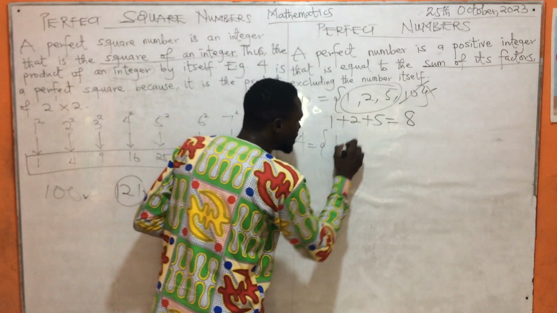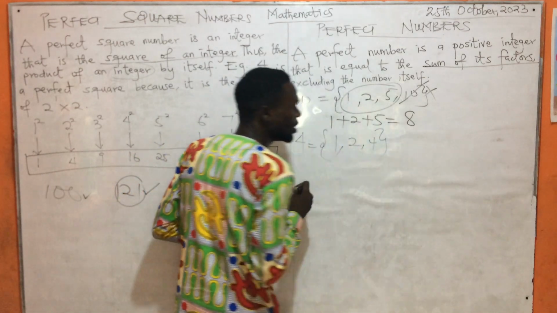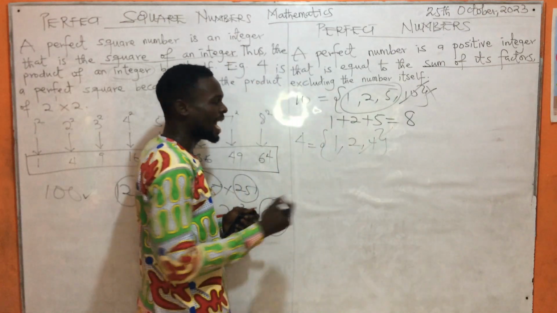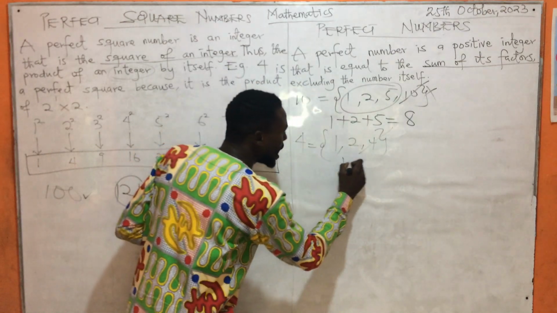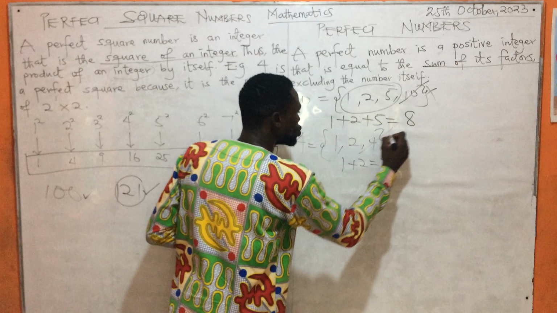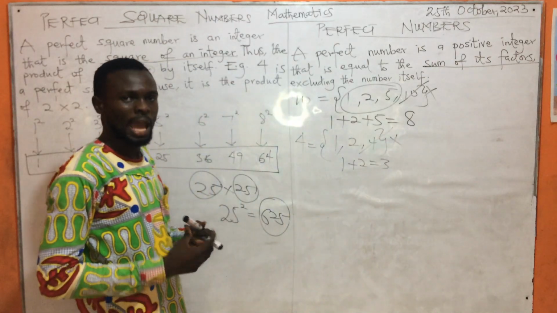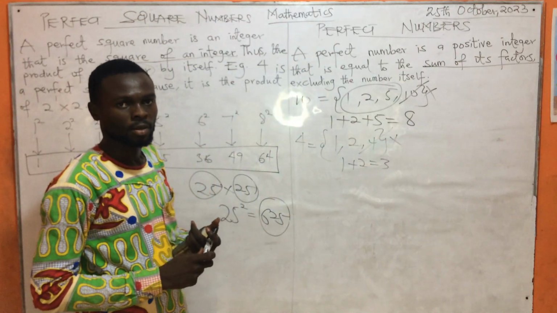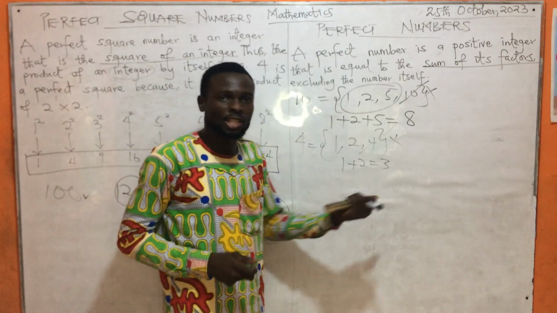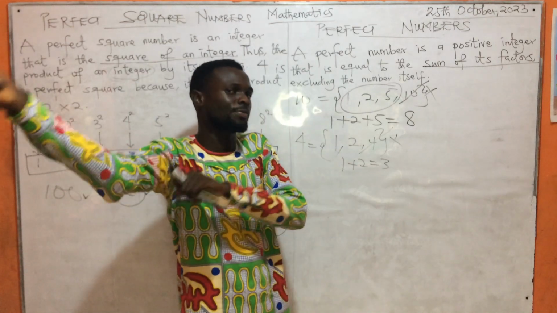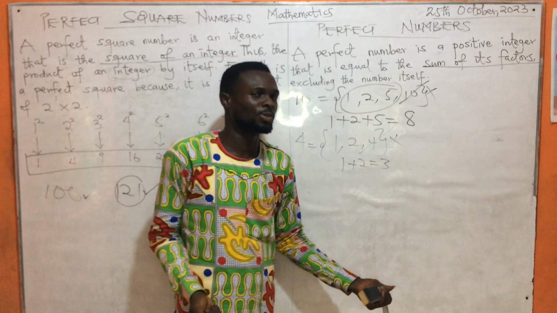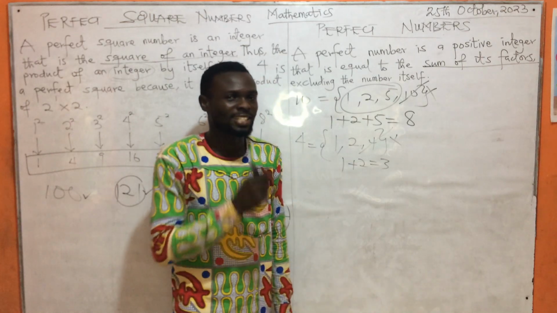factors of 4, you have 1, 2, 4. Exclude the number, add the remaining factors. 1 plus 2 is 3. So 4 is also not a perfect number. With 5, the factors of 5 happen to be 1 and 5. So if you take 5 away, 1 is not equal to 5. Now let's look at 6.